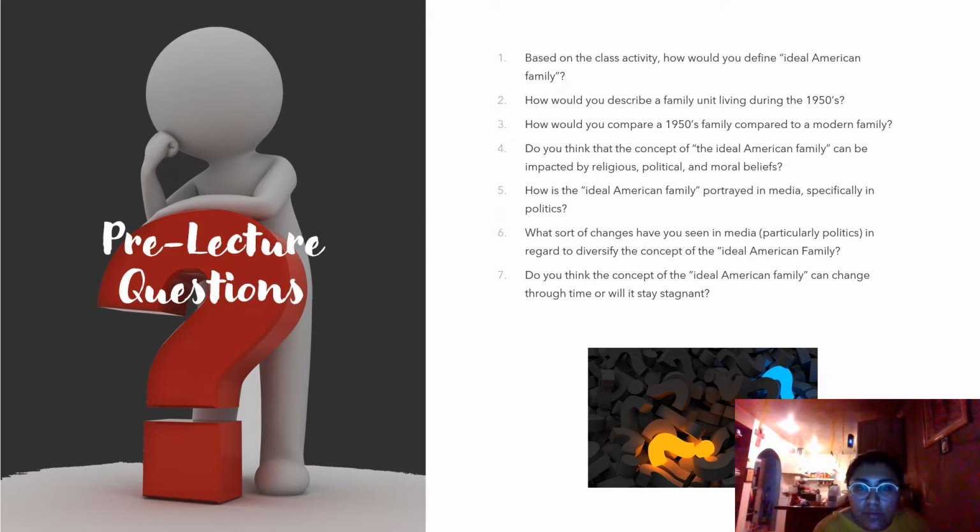The sixth question is: what sort of changes have you seen in media, particularly politics, in regard to diversifying the concept of the ideal American family? Again, this is just based on previous knowledge, and the author discusses a lot of examples such as the Obamas, the Reagans, the McCains, the Bidens. So they can discuss those examples if they know about them.